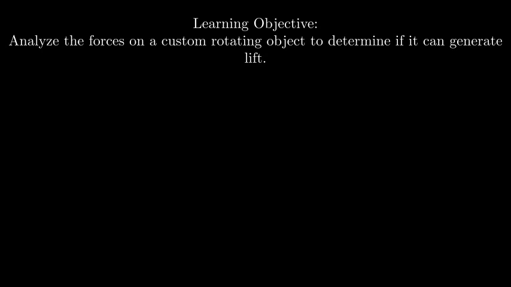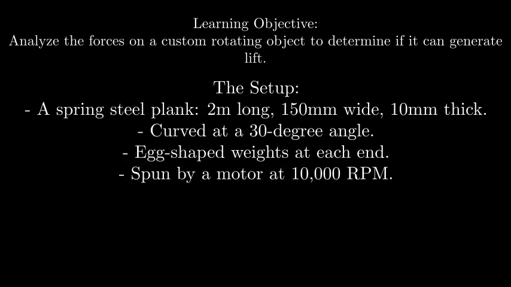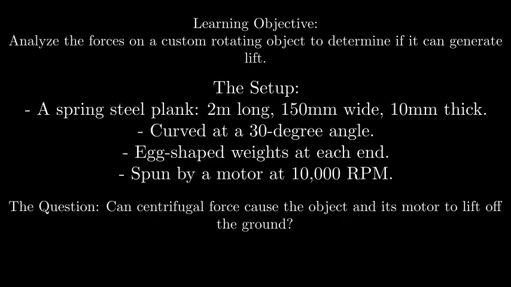The specific device we've been asked to analyze is a unique one. Imagine a 2-meter-long plank of spring steel, curved at a 30-degree angle, with aerodynamic weights at each end. This entire assembly is spun by an electric motor at a blistering 10,000 revolutions per minute. The core question is this: can the centrifugal forces generated by this rapid spinning be harnessed to lift the entire apparatus, including the motor driving it, off the ground?